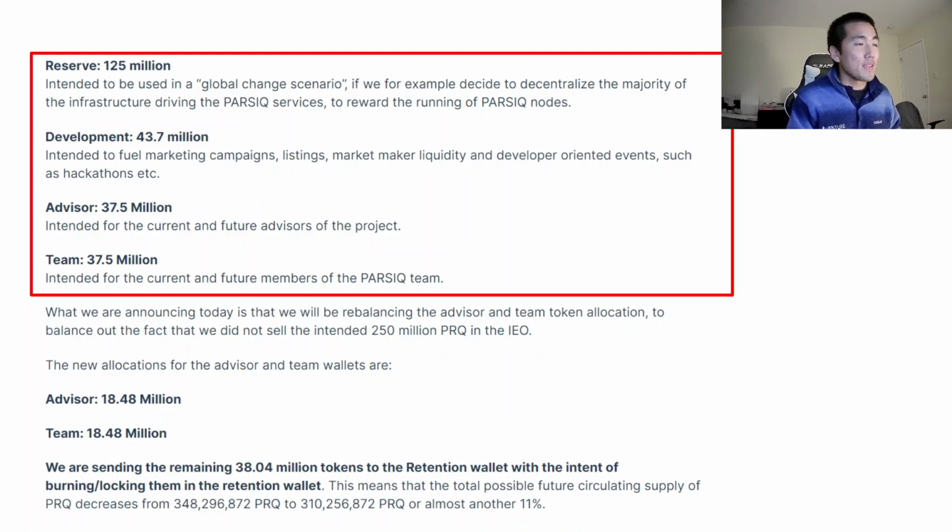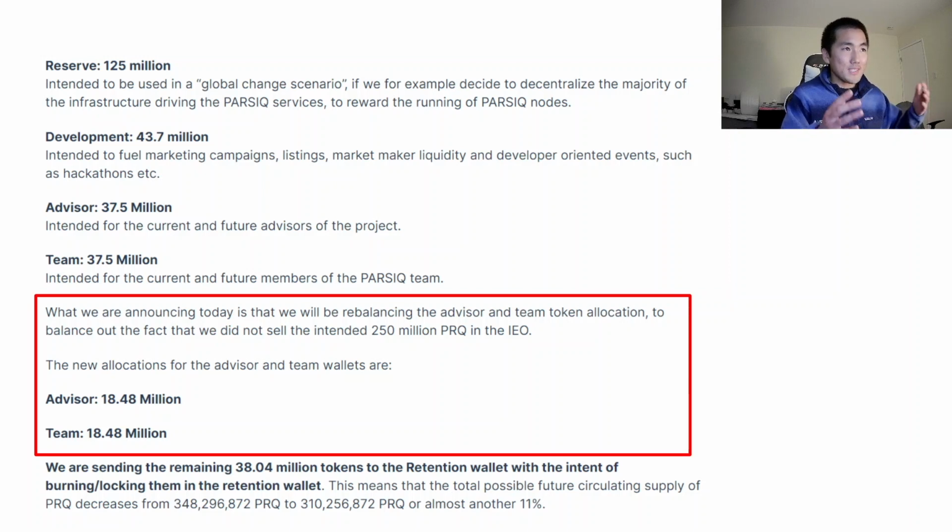That's my greatest fear. But you can see that they say that because they didn't raise 250 million PRQ in the IEO, they actually cut the amount of tokens that the team and advisors hold. Like, what the hell? I've never seen this, which is obviously good for us, right? Good for the token holders because there are less tokens for the team and advisors to sell. But it just shows how dedicated and committed the team is to really see this project through. So this really builds confidence for me as a Parsiq token holder to really follow the project and be supportive.